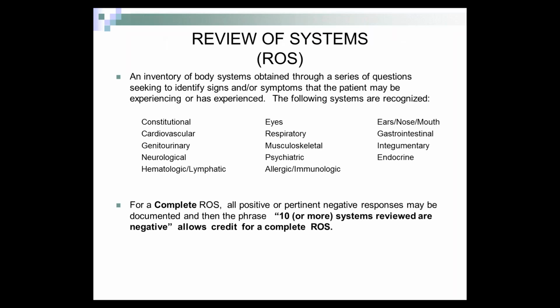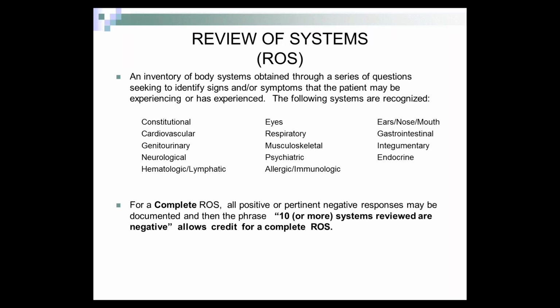Review of systems, also called the ROS, is an inventory of body systems obtained through a series of questions seeking to identify signs and/or symptoms that the patient may be experiencing or has experienced. The following systems are recognized: constitutional, cardiovascular, genitourinary, neurological, hematologic, lymphatic, eyes, respiratory, musculoskeletal, psychiatric, allergic, immunologic, ears, nose, and mouth, gastrointestinal, integumentary, and endocrine.